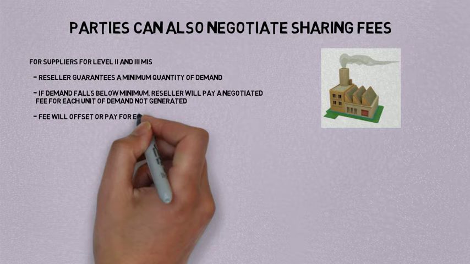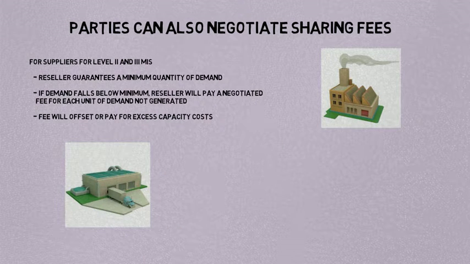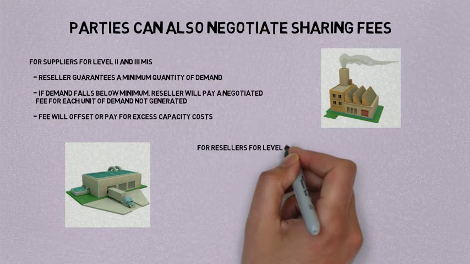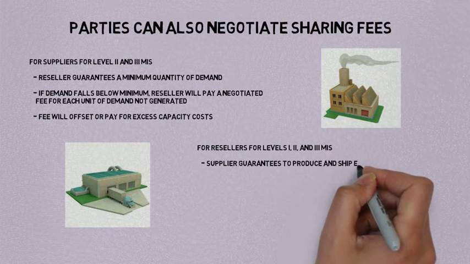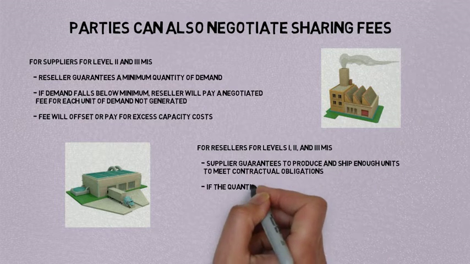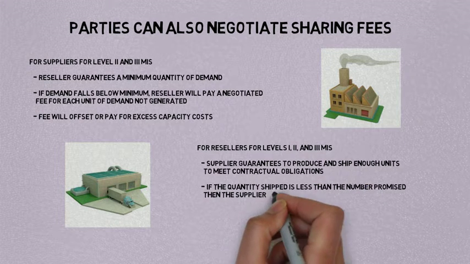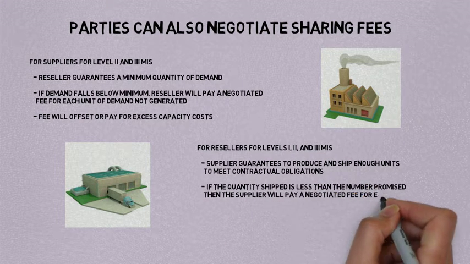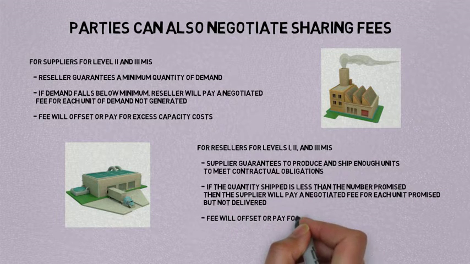The fee will offset or pay for excess capacity cost. For resellers for level 1, 2, and 3 MIS, the supplier guarantees to produce and ship enough units to meet contractual obligations. If the quantity shipped is less than the number promised, then the supplier will pay a negotiated fee for each unit promised but not delivered.